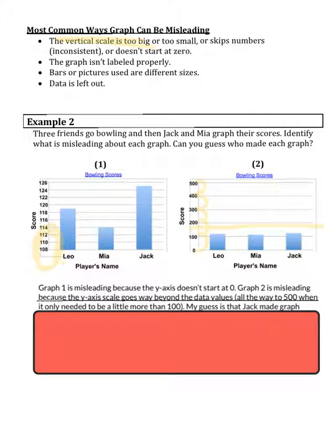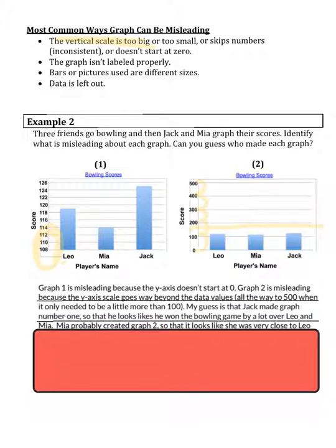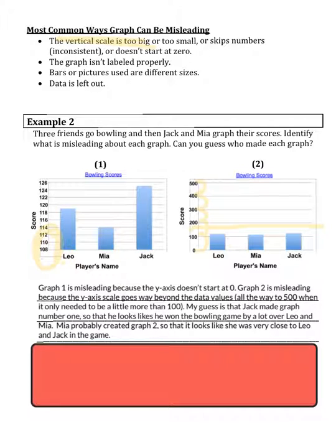How could we guess who would have a motive to create each graph? Well, when I look at the graphs, I can clearly see that Jack won. Jack had a score of about 125. Leo had a score of 119. Mia had a score of 114. My guess would be that Jack would make a graph, since he won regardless. Which graph would he want to show, 1 or 2? Well, which graph makes Jack look better? Graph 1. Jack probably created graph number 1 because then it looks like he won by a lot over Leo and Mia. He did win. He's not lying. He's just making his win look bigger or more obvious.